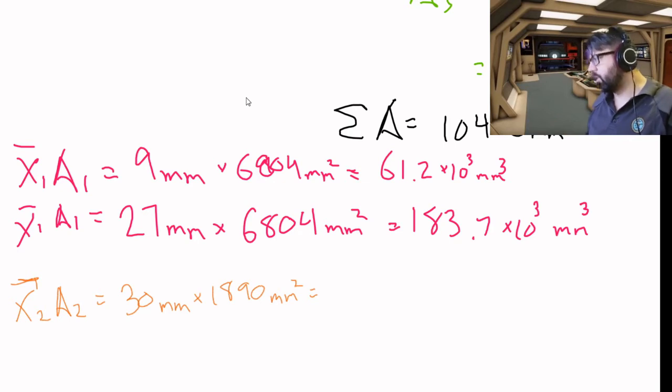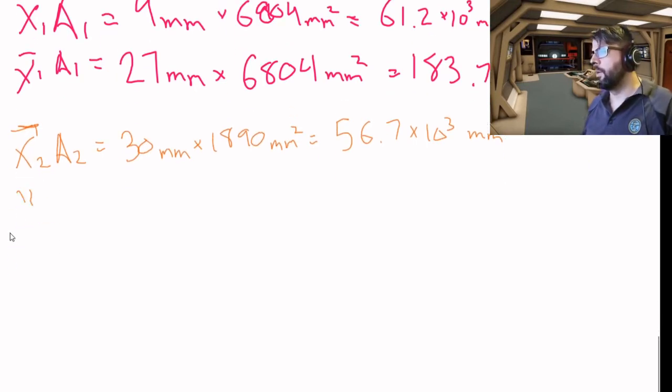And that gives us 13.7 thousand. Oh wait, no, sorry, I mispunched in my calculator. 30 times 1890. There we go. 56.7 thousand millimeters cubed.